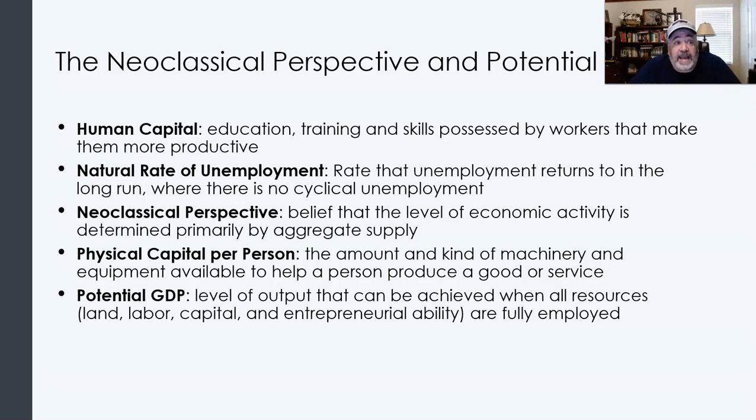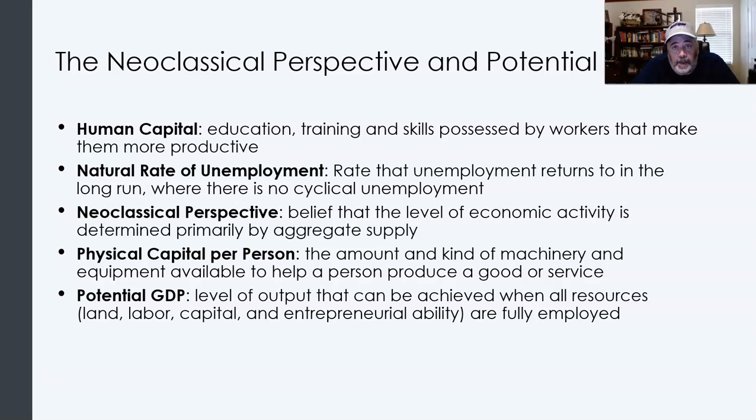All right? The natural rate of unemployment. This is the rate of unemployment that you get in the long run. This is what full employment output means. At that point you're at the natural rate of unemployment, and it means there's no cyclical unemployment. So you're only talking about frictional unemployment and structural unemployment, if you'll remember from that chapter. The neoclassical perspective is that economic activity is determined primarily by aggregate supply, right? Because again, they're only producing what you have the money to buy.